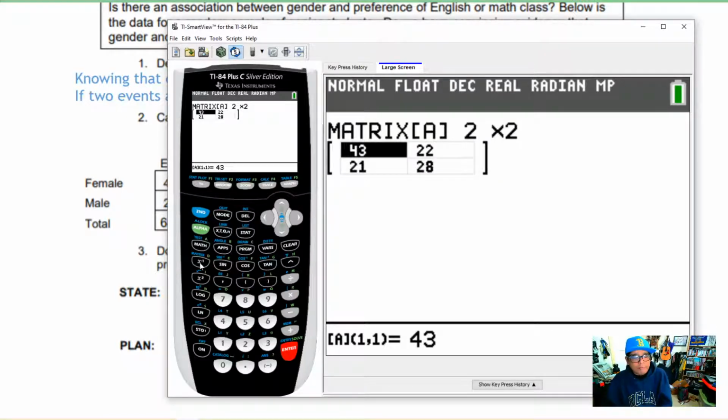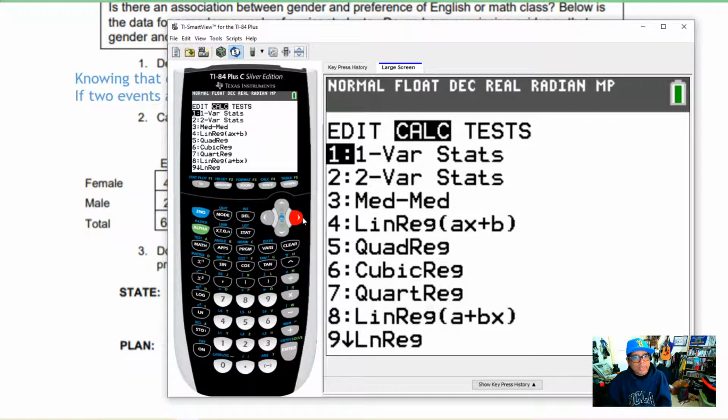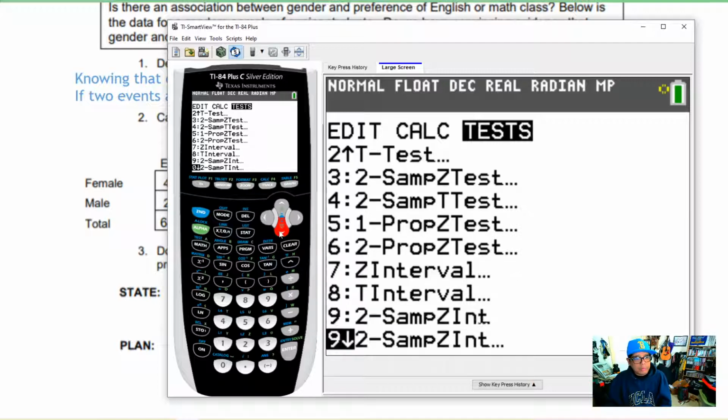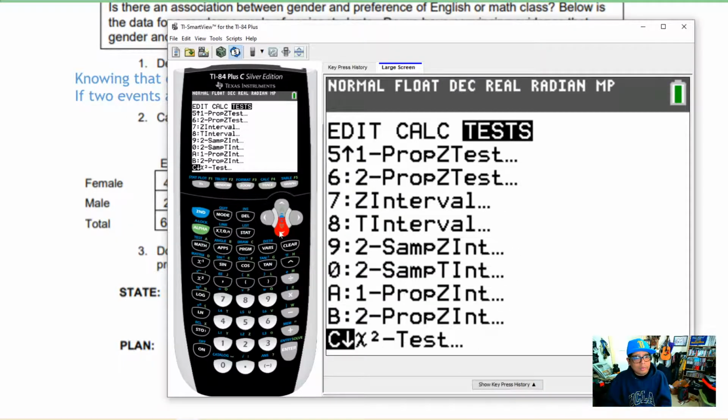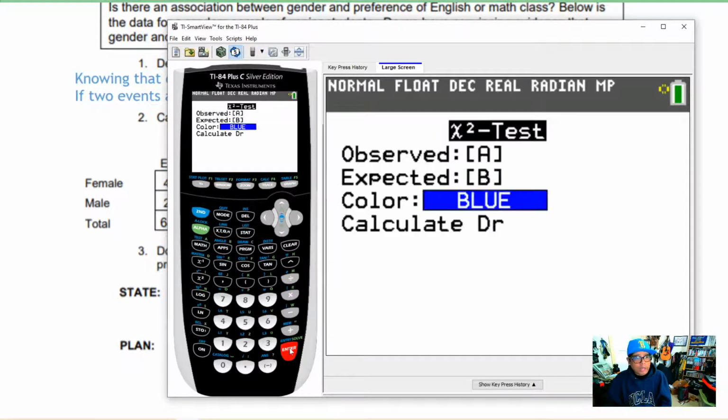Now that we have our data filled in, we are going to go back to the home screen. And we're going to push stat, go to test, and don't get too excited yet, but we're going to go to the chi-square test. The chi-square test is letter C on my calculator. I'm going to push enter, and you're going to notice two things. Observed, that's matrix A. Expected is matrix B. And then we're going to calculate.